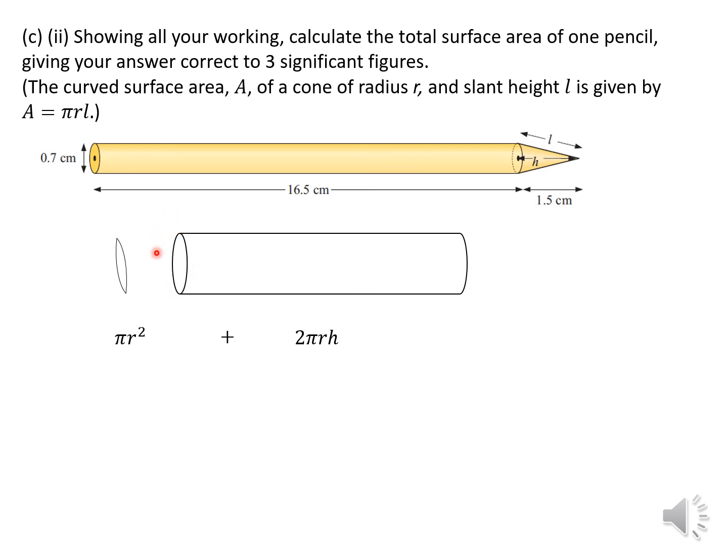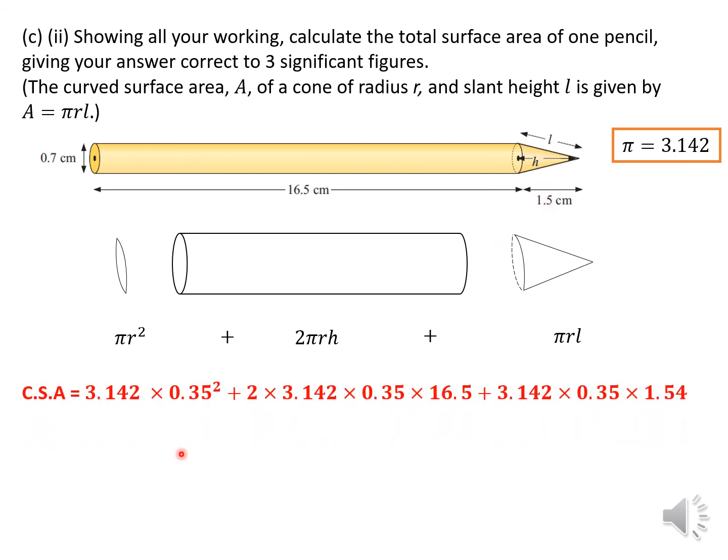Okay, right, so then we are given the curved surface area of the cone, so we add the curved surface area of the cone, we add the curved surface area of the cylinder, and then we add the area at the end there, which is a circle. Now we know what we have to deal with. Remember, we use 3.142 here for the value of pi, or you can use your calculator value.